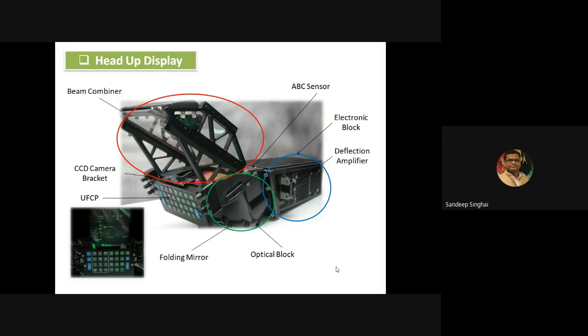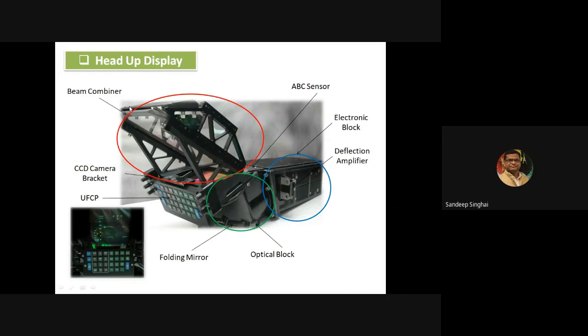It has basically an electronic block. The electronic block receives all the signals from the various aircraft sensors, and converts them into an image. That image is displayed on a display medium, which can be a CRT, a DMD, or any other display modality. That image is then, with the help of the optical block, traversed through folded optics, and then displayed on these beam combiners.